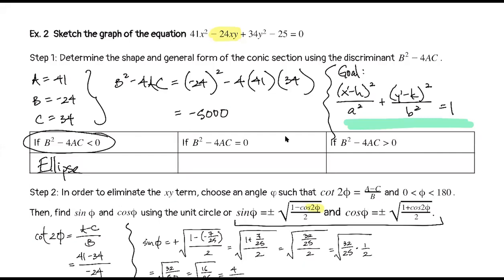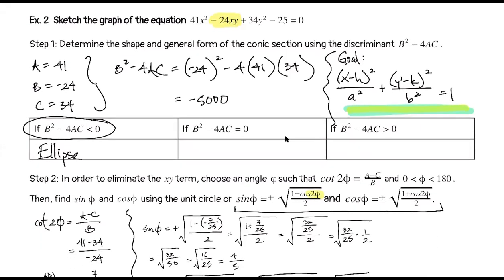The whole goal of this is to get our equation in a form that looks like whatever shape we predict it to be using the discriminant. At the end, we should not have any more xy terms. We should only have x prime and y prime, and no x prime y prime together, so everything is either x prime, or y prime, or a constant. And so we went through these steps here.